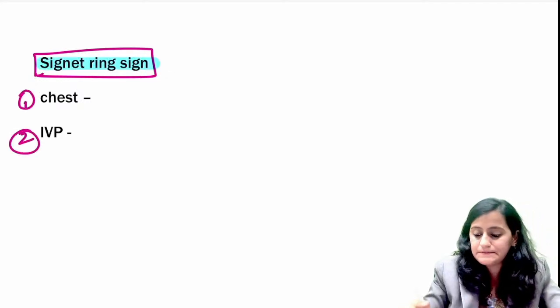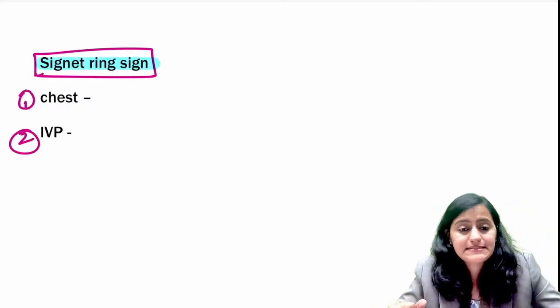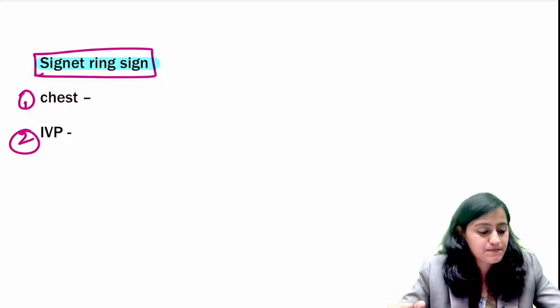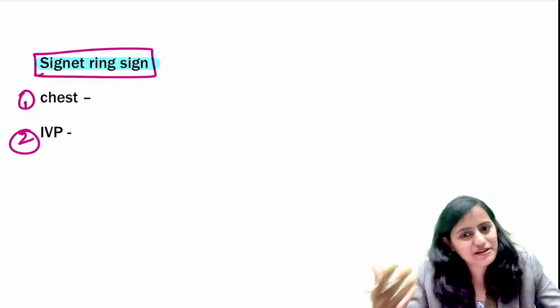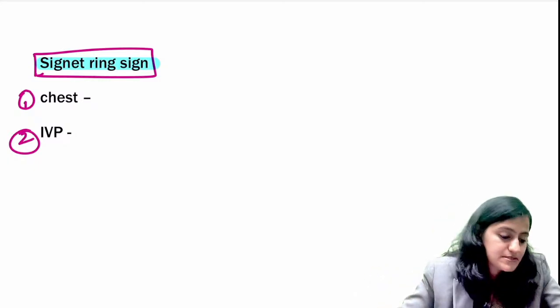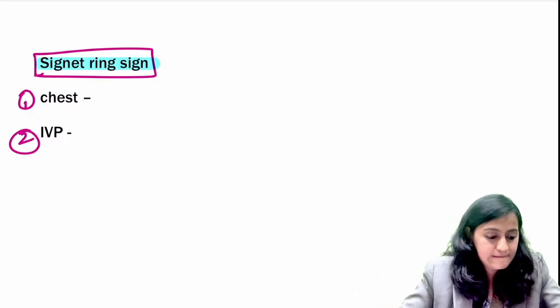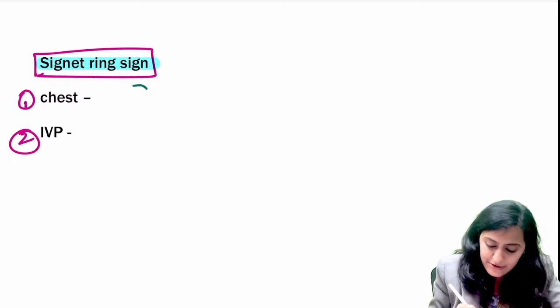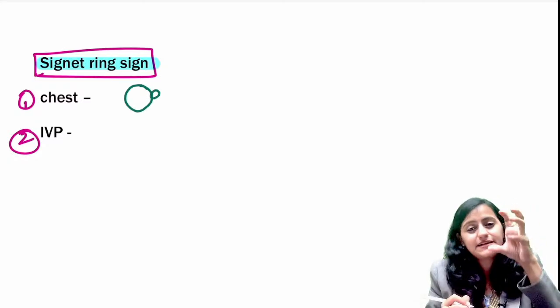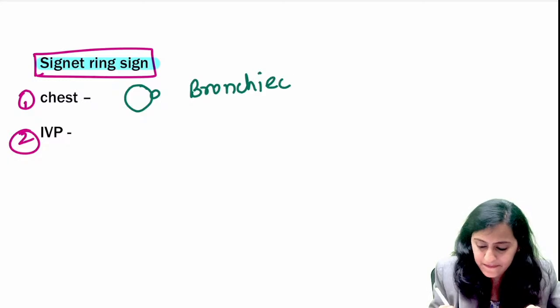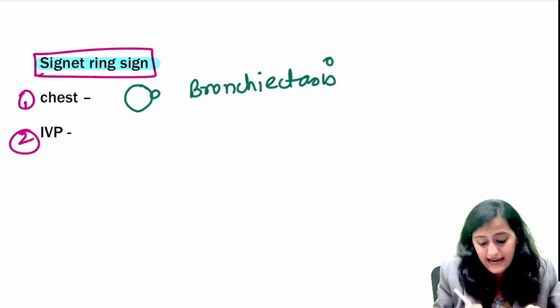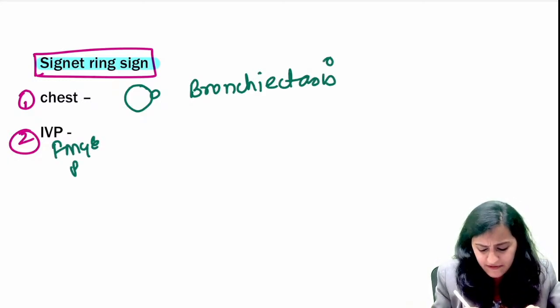Coming to the signet ring sign, where do you have the signet ring sign in the chest and on IVP? Snowman appearance is the same as figure of 8, right? They are interchangeable terms. Signet ring in the chest, a dilated bronchus with a smaller vessel, is bronchiectasis. And on IVP, this is one of the previous FMG exam PYQs.